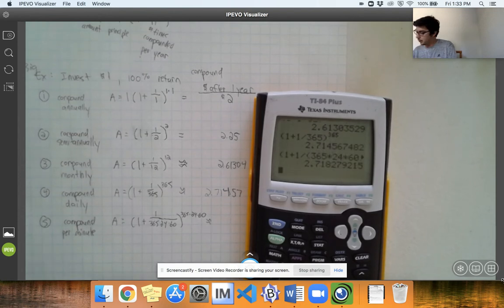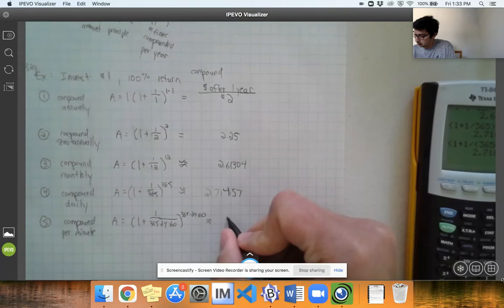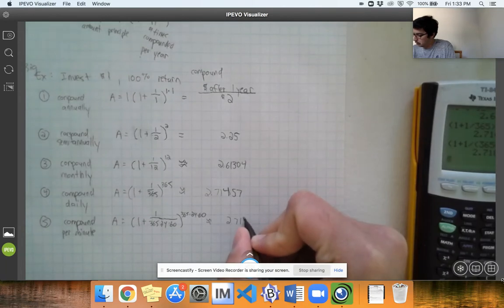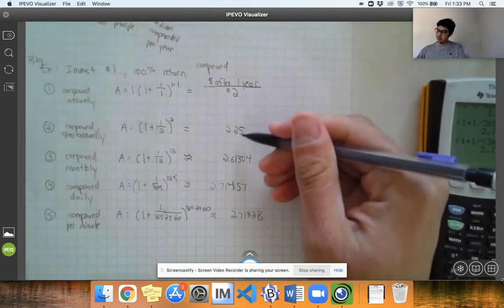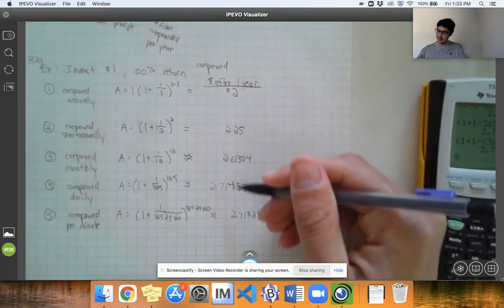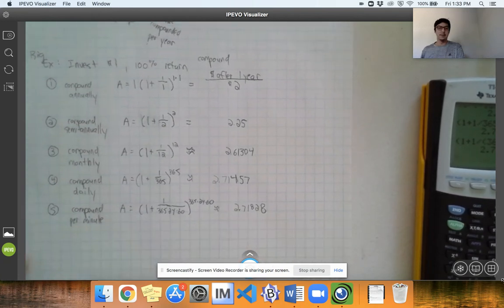And what do I get is 2.71828, 1828. In which, notice, you're getting more money, but the amount you're gaining is getting smaller and smaller. In fact, the difference between these two, between daily and minute, is not that large of a difference.